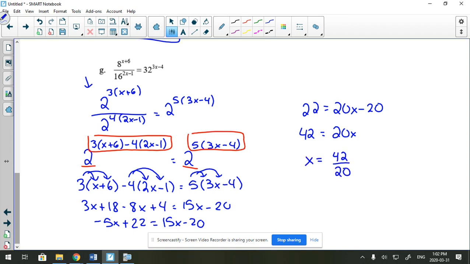Then you can simplify this fraction. You can divide it two out of top and bottom to simplify it. So you can see your x must be 21 over 10. And that's the answer to that one. We'll go through H as well. This one has a fun radical added into it.